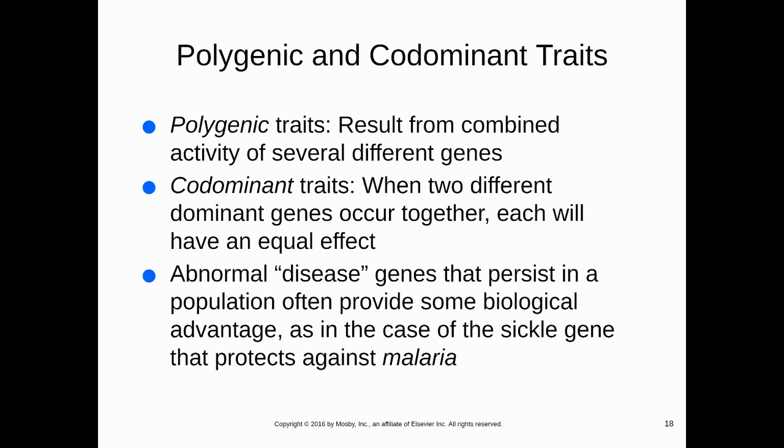Co-dominant means that when you have two different dominant traits that occur together, each will have an equal effect. Okay, so if you think about it, AB blood type is an example of two that are co-dominant because A is also dominant and B is also dominant. So you express both, which means you have the antigens for both of them on your blood cells.